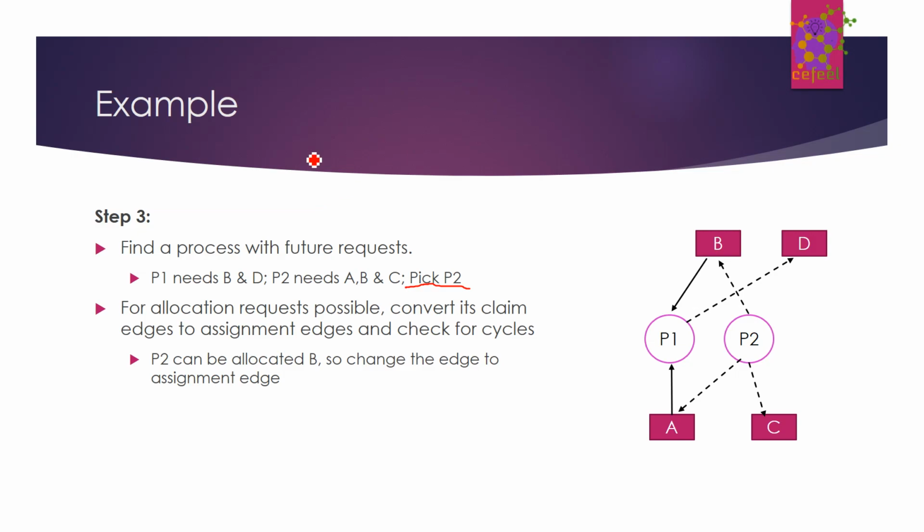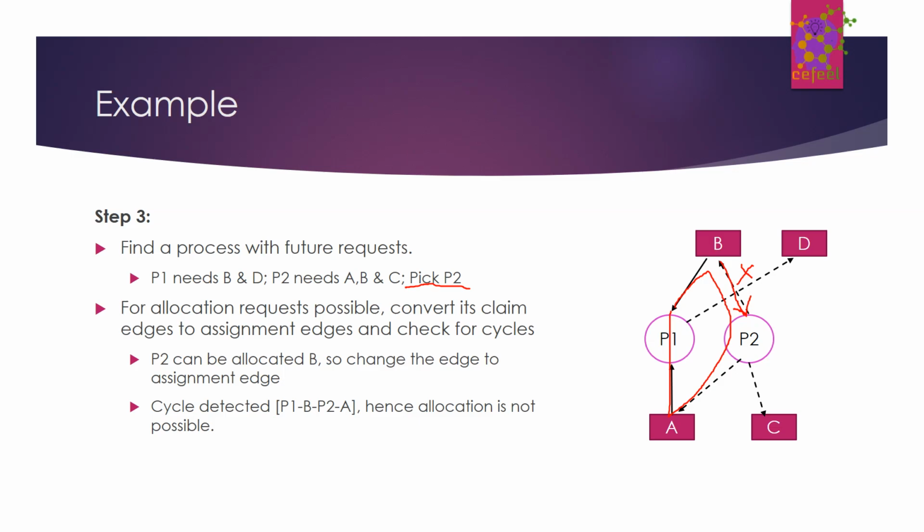Now if we allocate P2 to B, notice the situation hasn't changed. If we allocate P2 to B, it will be like this, and we will end up in having a cycle, which is P1B, P2B, P1B, B, P2, P2A and P1, and hence we cannot perform this allocation. So P2 still cannot be allocated B. So we will convert this assignment edge back to claim edge.